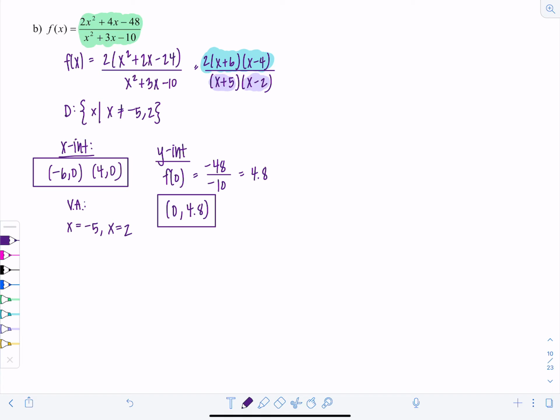And then what about our horizontal asymptote? Do we have one? Well, look back. You can look at the original or the factored one. I think the original is easier. So degree of the numerator is 2. Degree of the denominator, also degree 2. Do you remember what the rule is? When the degree of the numerator is equal to the degree of the denominator, you take the ratio of the leading coefficients. So you're going to take 2 divided by 1, and that gives you the equation for your horizontal asymptote. So it's at y equals 2.